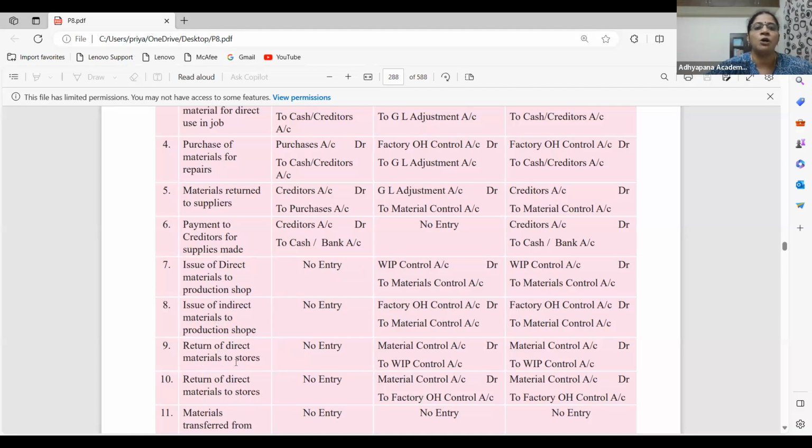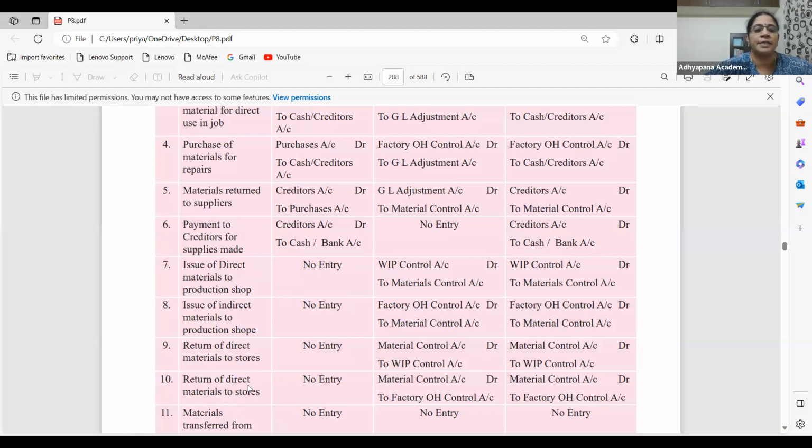Then the return of direct material to store. When you issued material to production, the entry was WIP to material control. When it is returned, material control to WIP control. The entry will reverse. Return of indirect material to store.